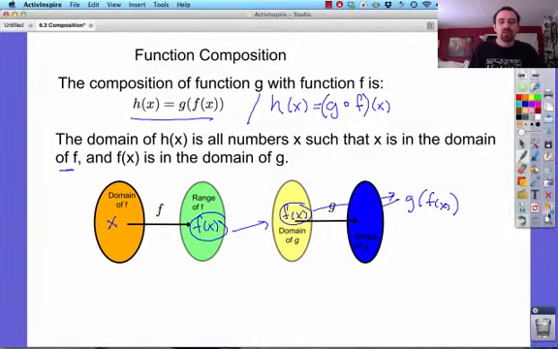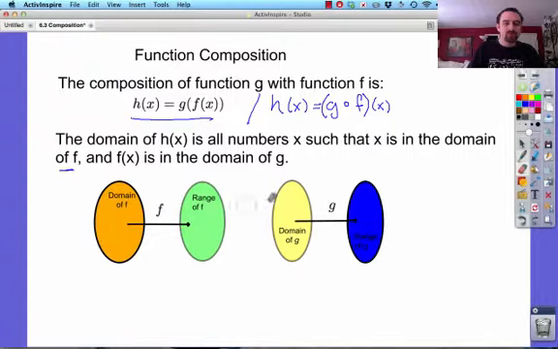Okay? So here's what I'm going to do. I want to give you a sense of what this domain looks like.